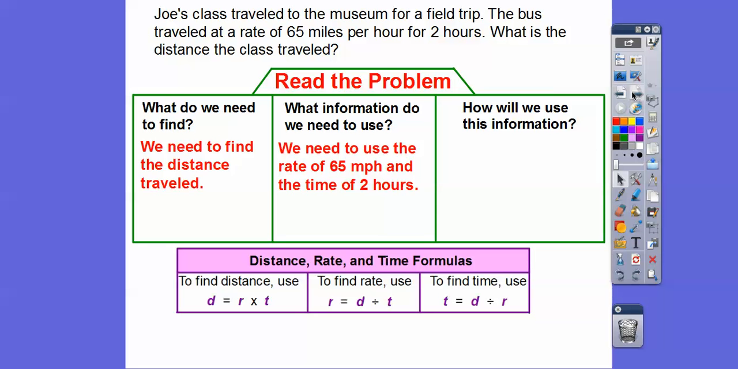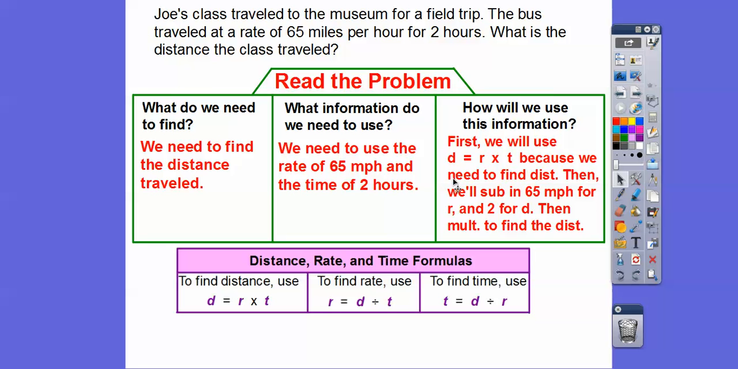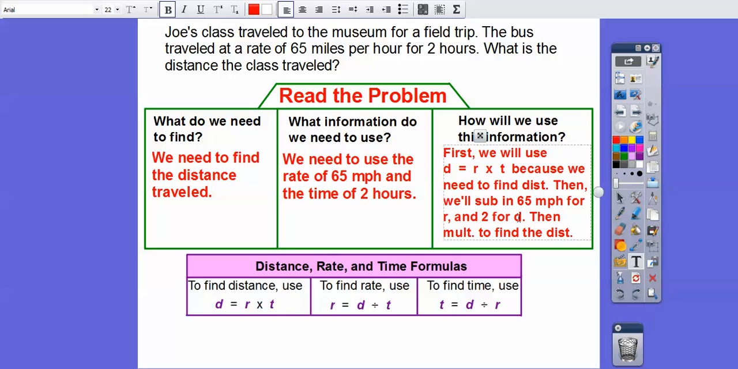We're going to use the fact that the bus traveled at a rate of 65 miles per hour and for 2 hours long. And so how will we use this? Well, first use the formula D equals R times T, because they're looking for the distance, how far. Okay, what is the distance the class traveled? Because we need to find the distance. So then we'll substitute in 65 miles per hour for the rate and 2 for the hours for the time. This should be the time right here. This should be T right there. Sorry, and then we'll go ahead and multiply after that.